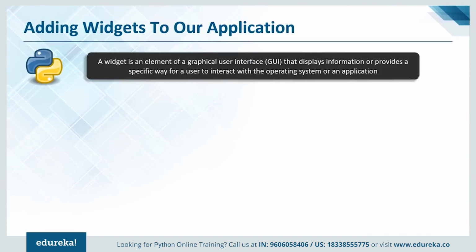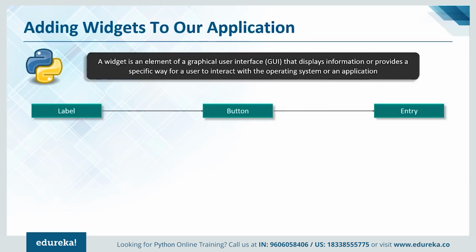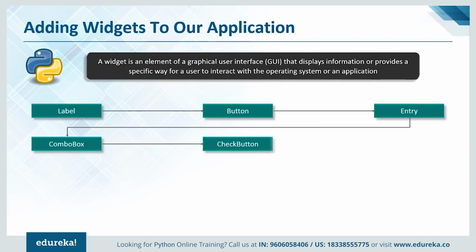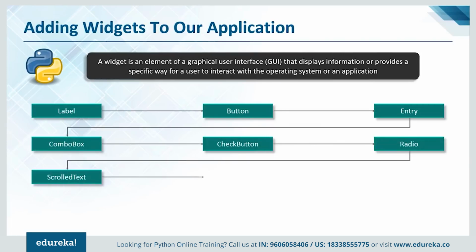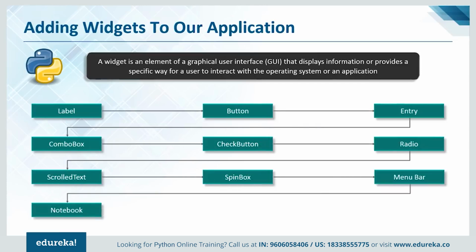So what are widgets, guys? Widgets are something like elements in HTML. You will find different types of widgets in Tkinter, like the different types of HTML elements. Well, let's see a brief introduction to all of these widgets in Tkinter, guys. So we have everything from label, button, entry, we have combo box, checkbox, radio, scroll text, spin box, menu bar, and notebook.